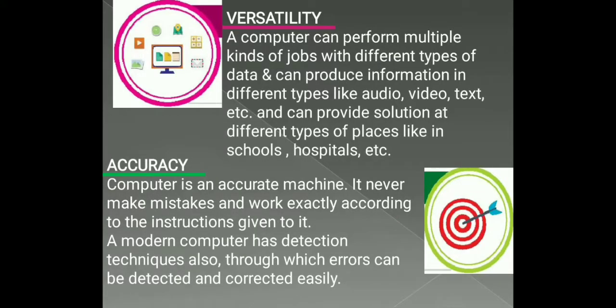Third is versatility. Versatility shows the versatile nature of computer, the capacity of a computer for performing more than one task at a time. Computer is also known as a multiprocessing device. For example, you can listen to music while doing your computer assignment. Accuracy. Accuracy means it never makes mistakes and works exactly to the instructions given to it.